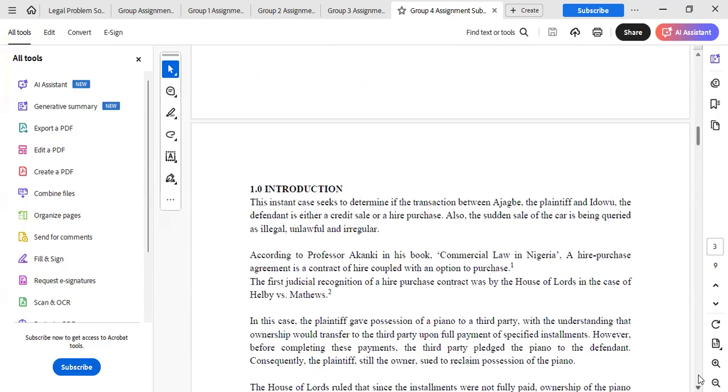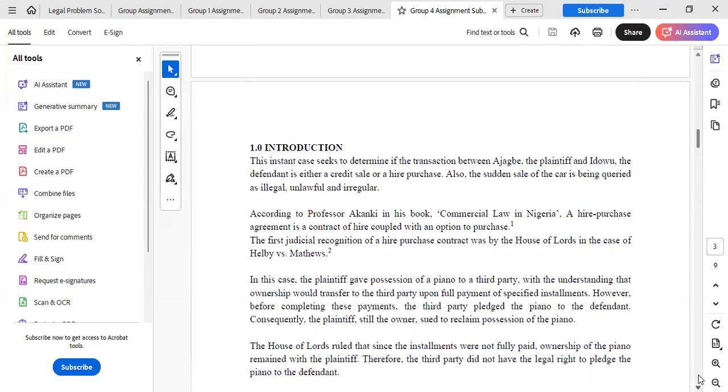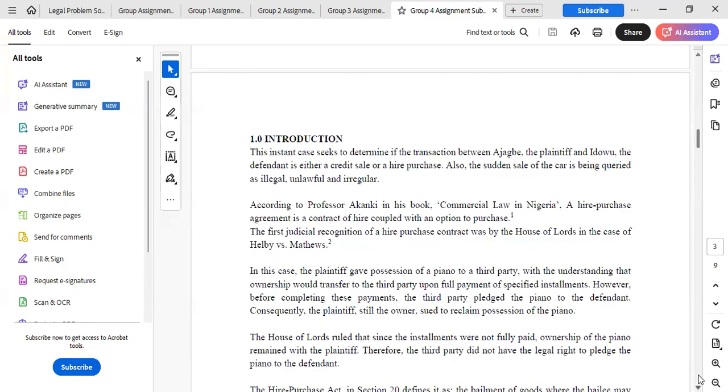So the introduction, as you can see, says the instant case is to determine whether the transaction between Jagbe, the plaintiff, and Idowu, the defendant, is a credit sale. So what the person did was summarize the main issue in the case in just one sentence. Then went ahead to start talking about the topic itself. Because it's through the summary of the main issue of the instant case that you can now get to that part. So that's what it actually did here.